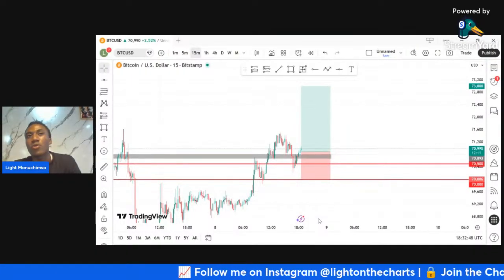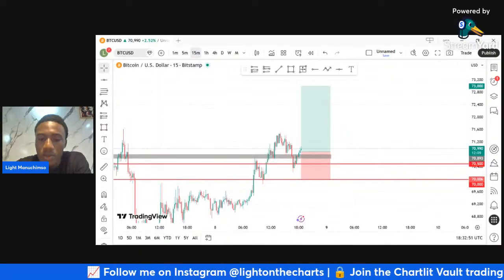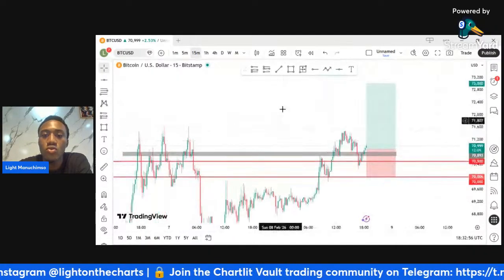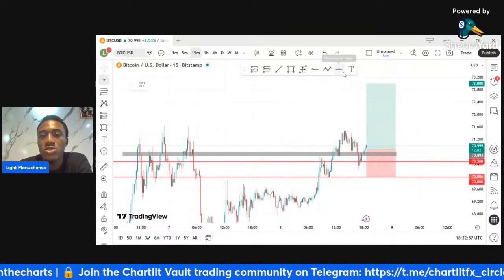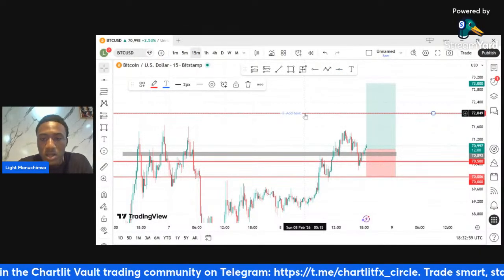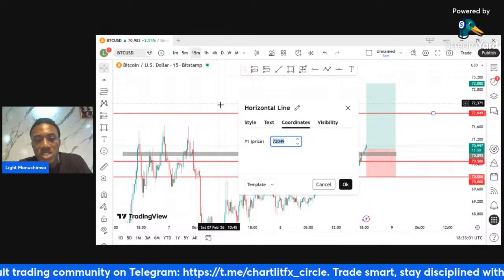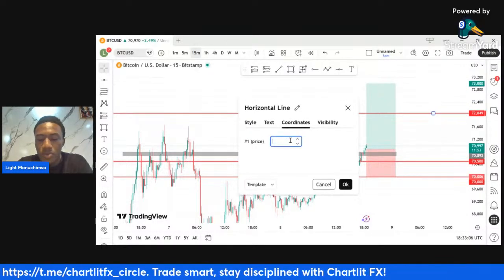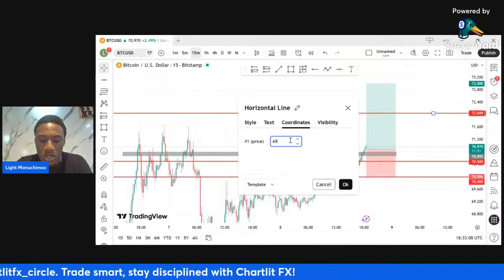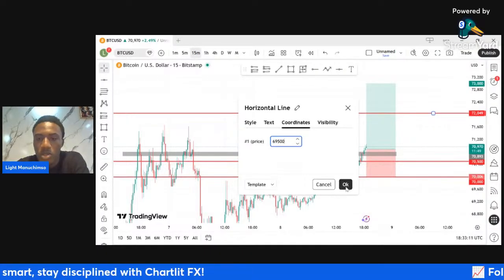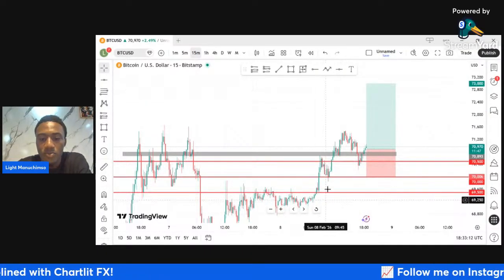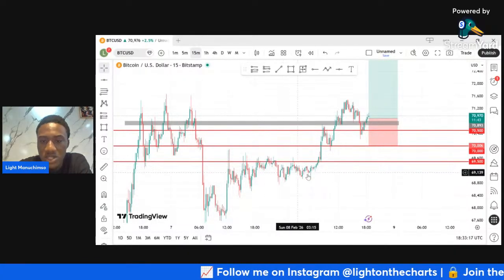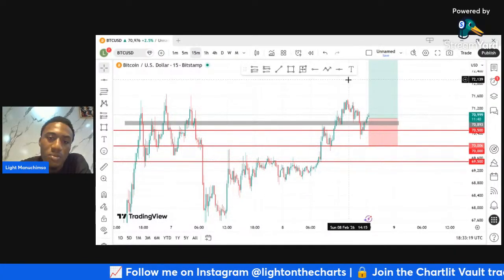So now we've covered psychological levels. Now let's do one more example of psychological levels. The last one was 70K. Let's go further down. Let's say 69,500. You can see price will definitely react there. You can see price reacted here, reacted here, reacted here. Sellers stepped in before buyers came and then pushed price up.